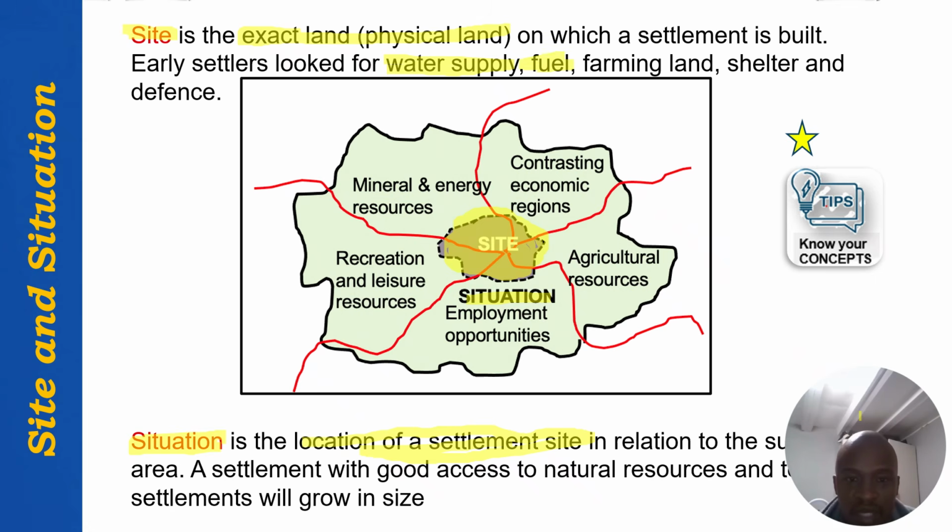Another one is fuel, right? Wood can be used as a source of fuel, right? It can be used for coal, even for making fires, even for building as well, right? And then farming land, right? Fertile soil, right, is one of the most important site factors. Okay, people will settle where there's fertile soil for farming, right? And then there's shelter, right? One of the reasons was shelter.